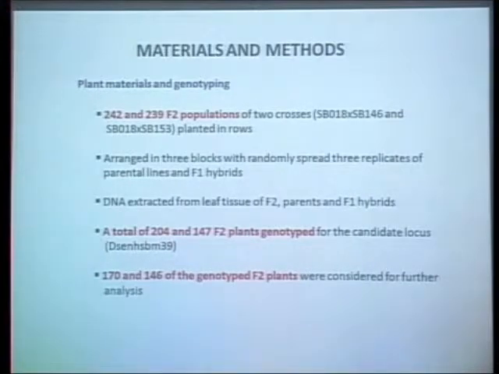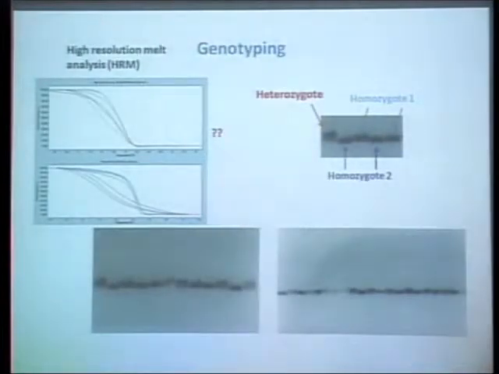Some plants were discarded due to poor establishment in the experimental site. The methodology used to genotype the marker was a relatively new approach. It was originally supposed to be separated on a high resolution melt analysis. Here you see the relative level of fluorescence on the y-axis and melting temperature. Whenever you have a different amplicon, you will have a different pattern of melting curve.